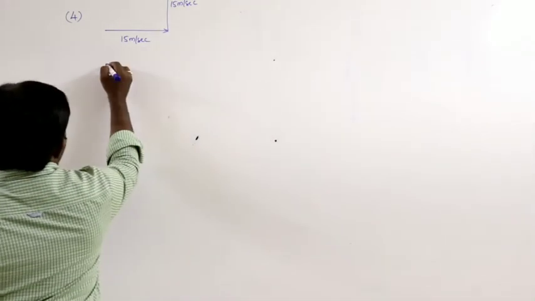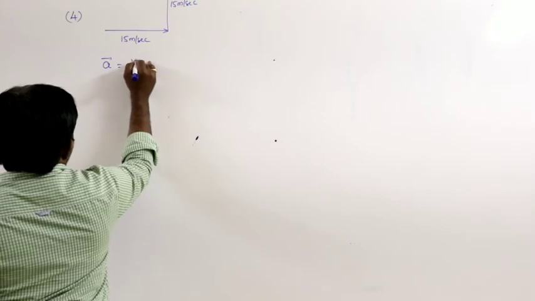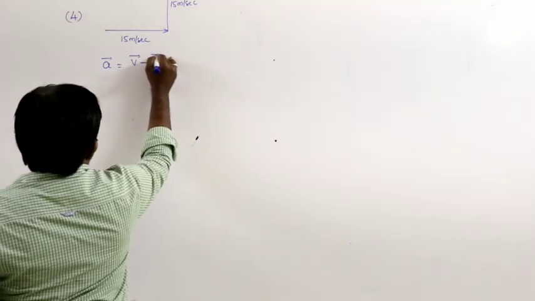So generally we know acceleration is a vector. Acceleration can be written as change in velocity by time.